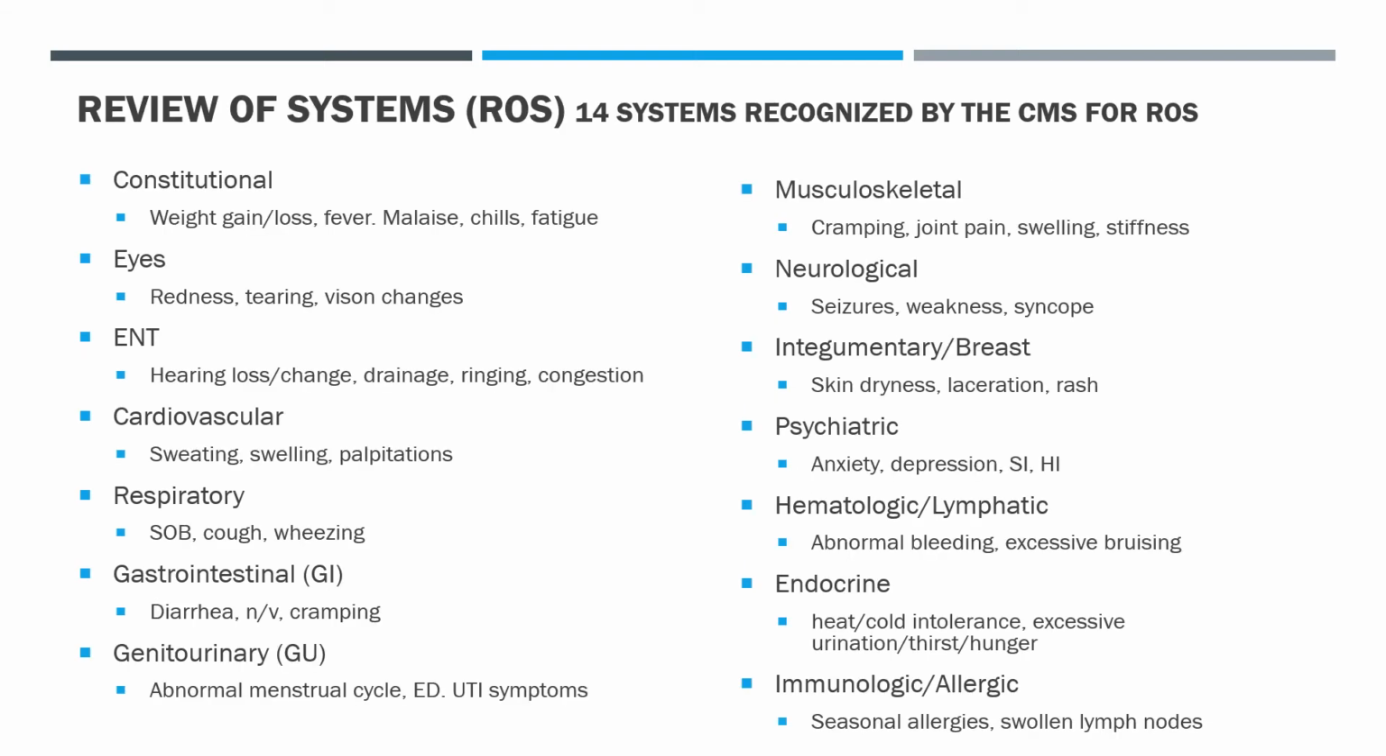And on this slide, you can see some of the things that will fall under each of those categories. Weight gain, weight loss, fever, malaise, chills, fatigue. So these are our constitutional symptoms. Cardiovascular: sweating, swelling, palpitations. Respiratory: shortness of breath, cough, wheezing.